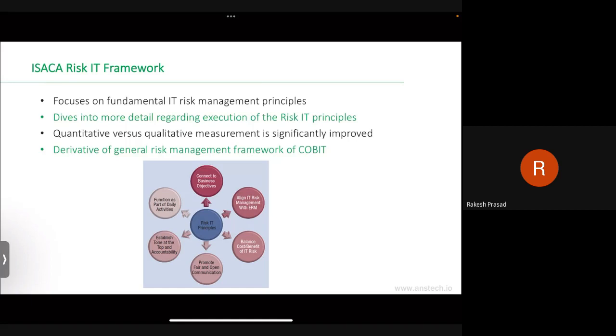COBIT was given by ISACA, but COBIT is at times asked, because COBIT is a universally applicable framework. What ISACA's Risk IT framework gives is five principles. You connect the business objective, aligning the IT risk with the business objective, you carry out a cost-benefit analysis, you have fair and open communication with the management, the employees and the systems, you establish accountability, and then you implement risk as part of your daily activity. This is the Risk IT framework as far as ISACA is concerned. It is boring, there's nothing to understand. It is just a cram, but not required to be crammed, because such questions are never asked.